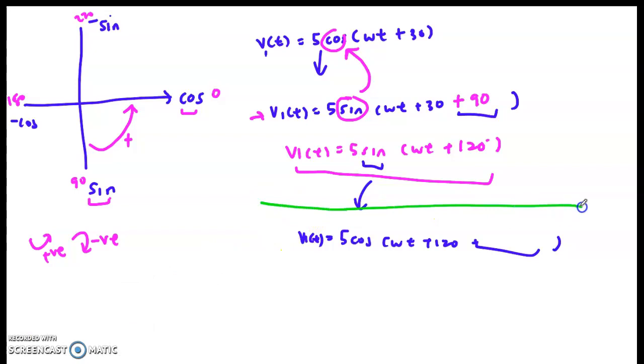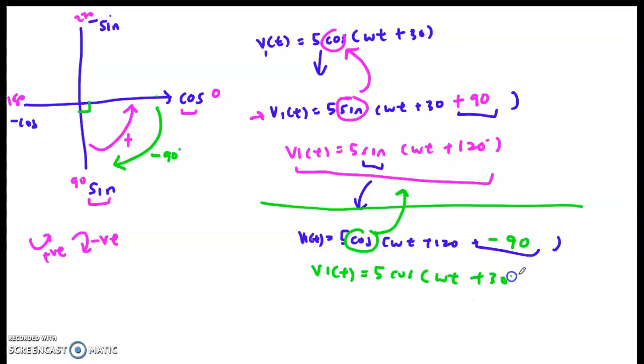Okay, so this is another one. You want to change this sine to cosine. So how do you change cosine to sine? When changing cosine to sine, it needs to be negative. But negative, what is the angle here? Negative 90. So the function here is minus 90, and then you can get here 5 cosine omega t plus 30. So it will be the same as before.